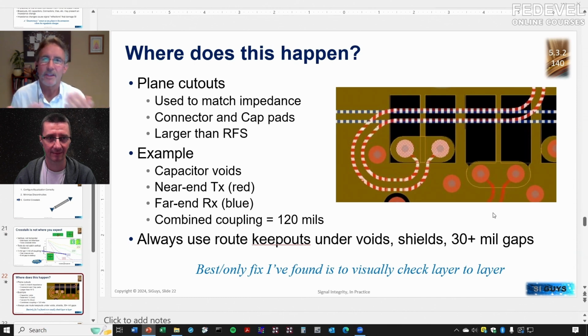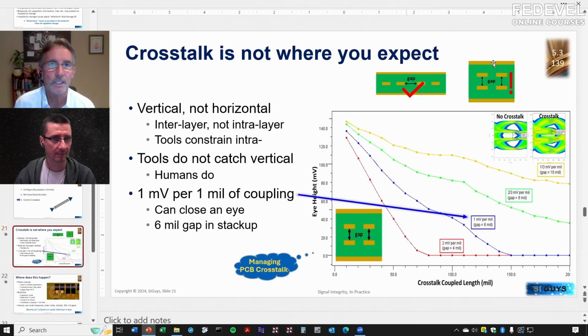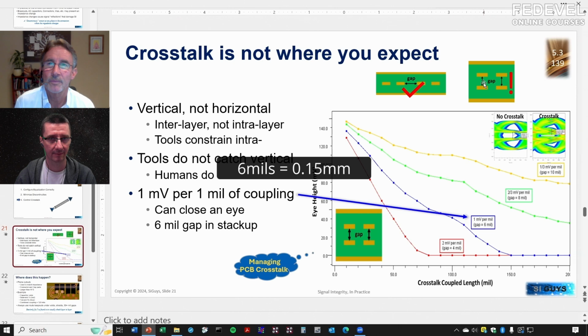They believe they have a solid plane, but when, like you said, they cut holes in that plane, now all of a sudden they get crosstalk. And think about this, Robert. We're controlling this clearance to 25 mils. Well, if these are layers on either side of a plane layer, these are probably 6 mils apart, right?